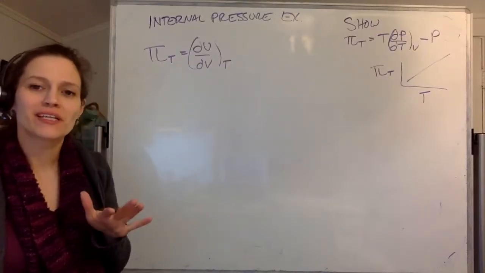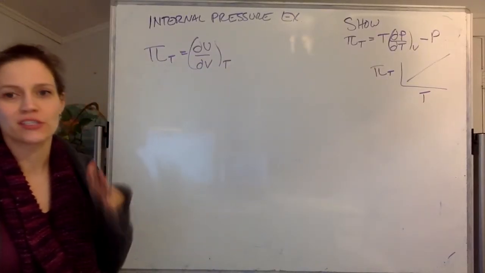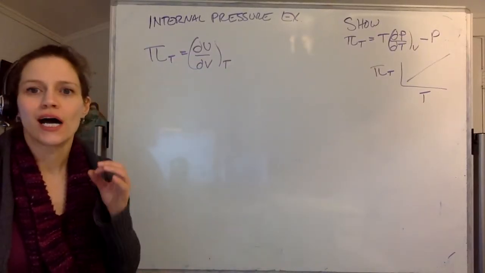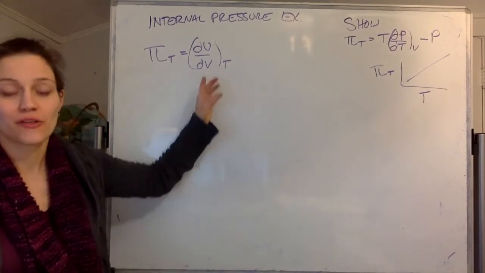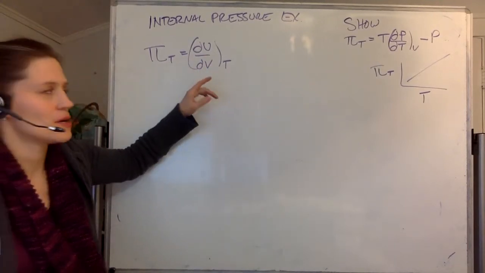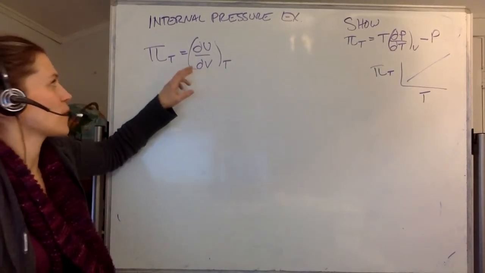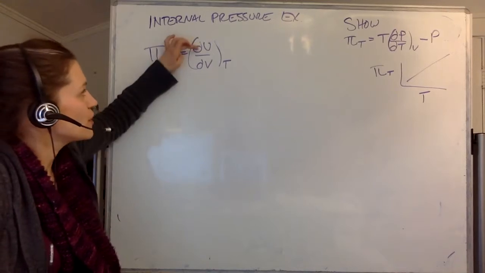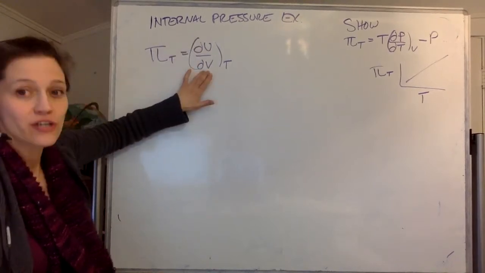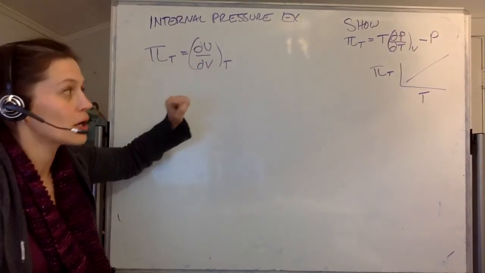Okay, so now I'm going to give an example of using some of the Maxwell's relations to take you through identifying an equation of state, a thermodynamic equation of state from one of the thermodynamic potentials. Okay, so internal pressure is how the internal energy changes as you change the volume. For an ideal gas, this is 0.